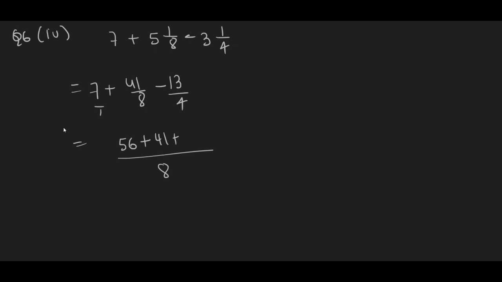So 8 7s are 56, 8 1s are 8 is 41, and 4 2s are 8, so minus 13 into 2 is minus 26. So you will add 56 and 41 and it will give you 97 minus 26 upon 8. So 97 minus 26 will be 71 upon 8, and we will convert this into a mixed fraction. So it will be 8 8s are 64, and we will be left with 7.